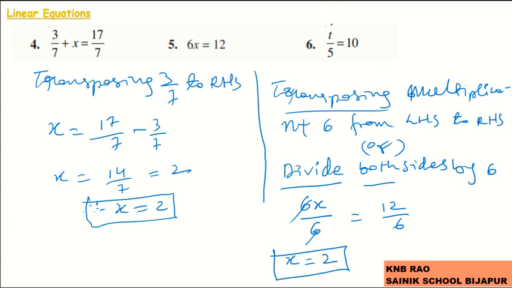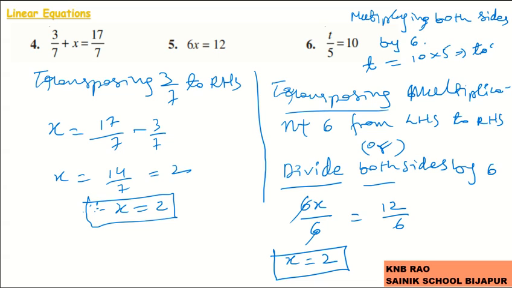See children, similarly here in the case of question number 6, 5 is a multiplicand, 5 is the divisor. So I say step multiplying both sides by 6, which gives t equals to 10 into 5. It implies t equals to 50 as the solution.